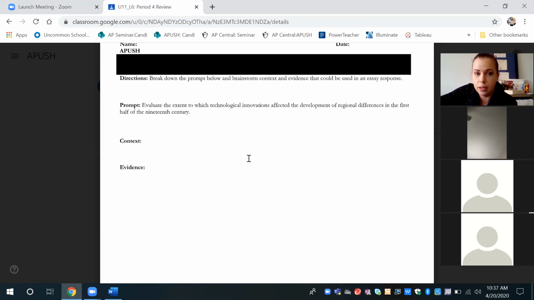in the time provided. So today you guys are going to be using your lecture notes, looking at the prompt, which is evaluate the extent to which technological innovations affected the development of regional differences in the first half of the 19th century. And you need to write down some context key terms and evidence key terms. I'm going to be looking for about 3 for each. So I'm going to remain on Zoom here with you to answer your questions as you guys do this.